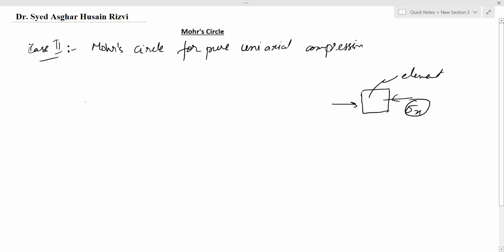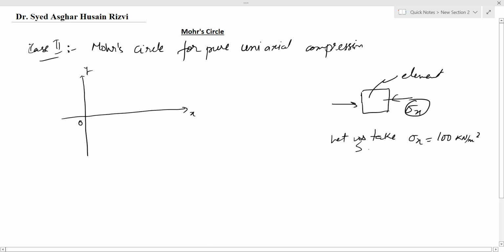So again we will plot y-axis, we will plot x-axis, we will mark the origin. This is x, this is y. And let us take sigma x equals to 100 kilonewton per meter square. Now we will take the scale, and in scale we take 1 centimeter equals to 10 kilonewton per meter square, and now we know that sigma x will be equals to 10 centimeter. So we will again mark 10 markings as per the scale: 1, 2, 3, 4, 5, 6, 7, 8, 9, 10.